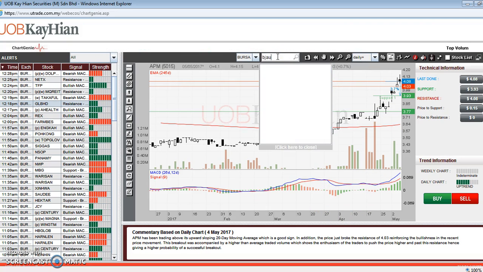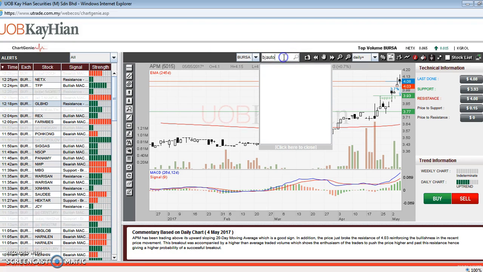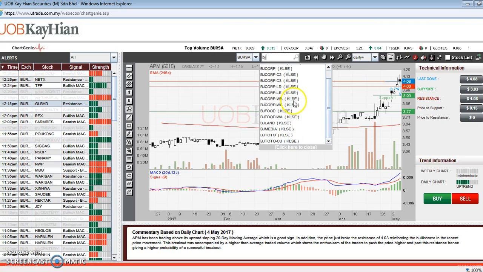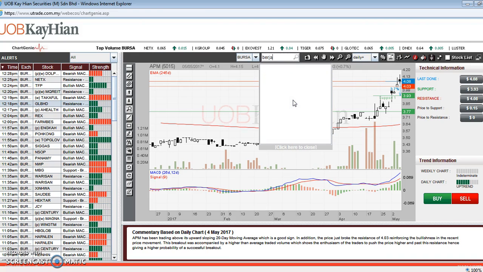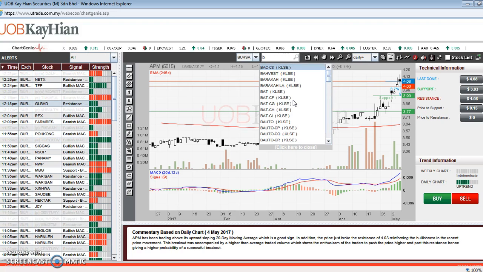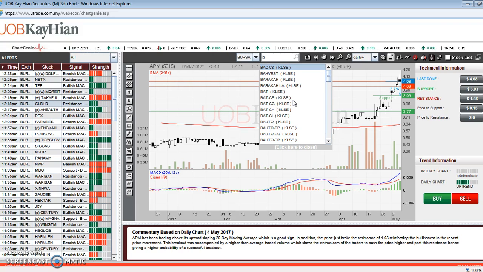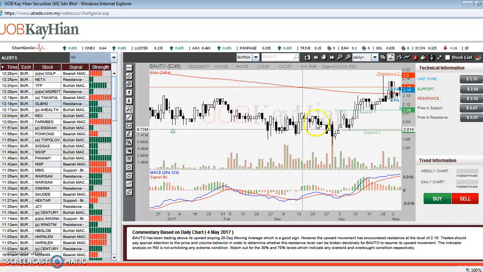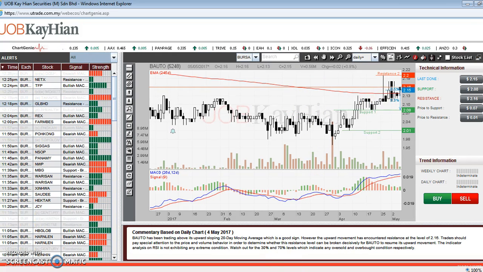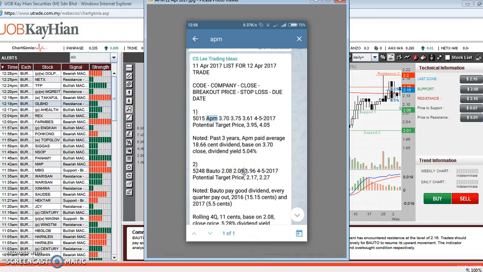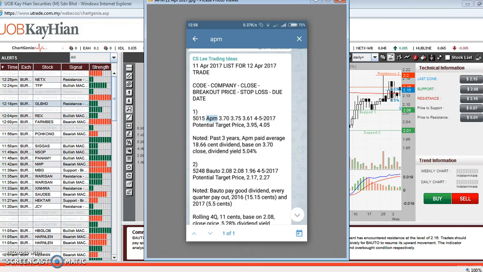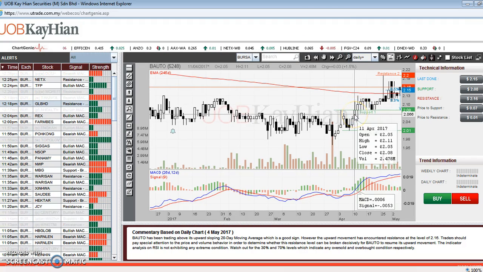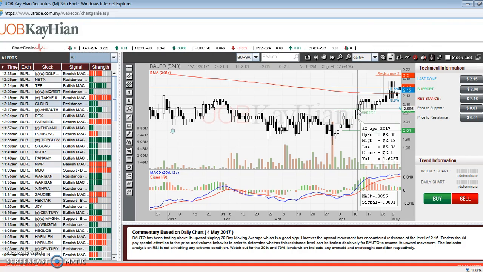The other one is BJ Auto. Let's check BJ Auto. It's the same thing. If you check back, I said the breakout will be 208. On the 12th trade, the 11th close is 208, so I set that this one is considered a buy.